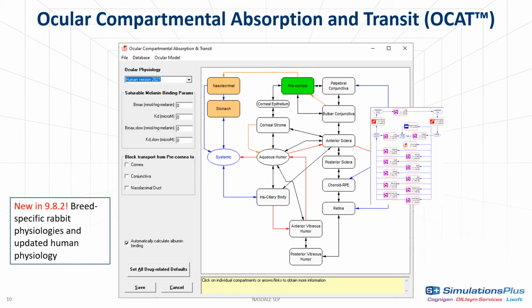We also include default ocular physiologies for the eye. As of the latest version of GastroPlus, version 9.8.2, we've included an updated model for the human eye, as well as rabbit eye models for two specific breeds.